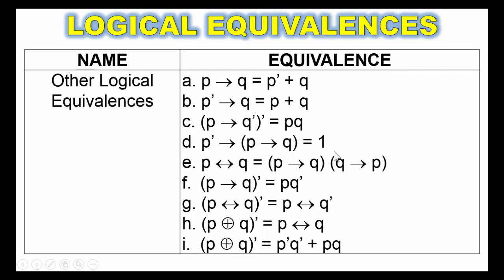A tautology. Letter E. P if and only if Q is equal to if P then Q and if Q then P. Letter F. Not of the quantity if P then Q is equivalent to P and not of Q. Letter G. Not of the quantity P if and only if Q is equal to P if and only if not of Q. Letter H. Not of the quantity P exclusive or Q is equivalent to P if and only if Q.